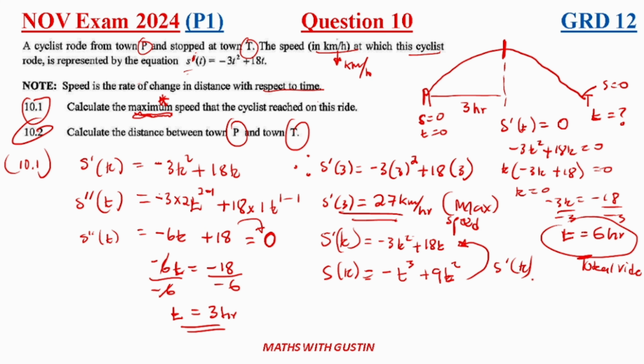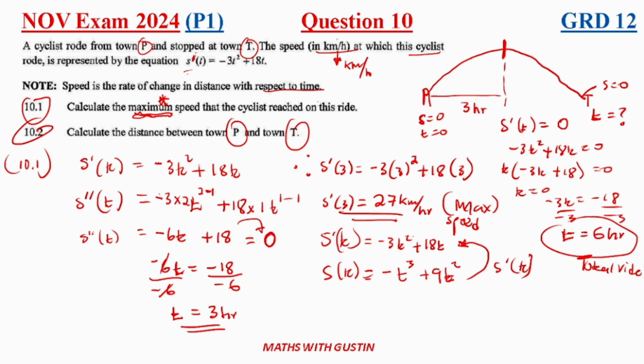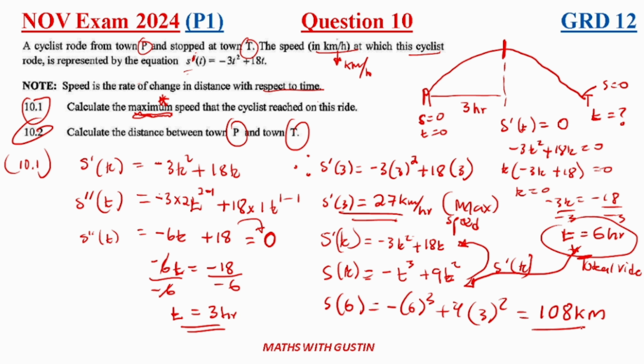All right, guys, so now welcome back. So now if you need to go backwards, it's going to give us that. So now we already have what we see here as a distance. So for the maximum time it took, we're going to substitute our t, which is this one here, into this equation here. So we're going to have negative 6 cubed plus 9 times 6 squared. This will give us the maximum distance, which is going to be 108 kilometers. So this cyclist really traveled 108 kilometers. That was the distance between the two different towns.